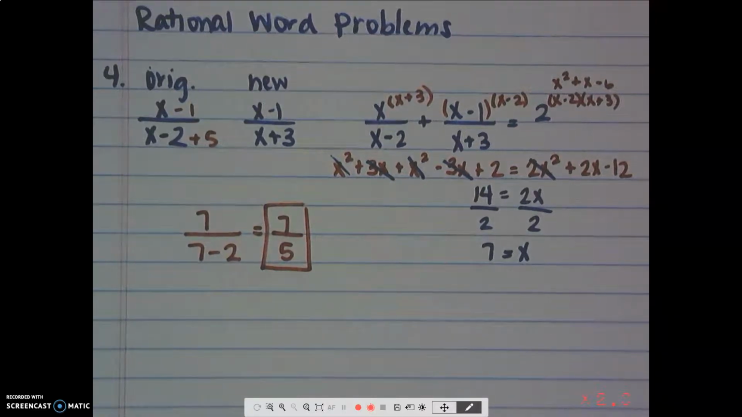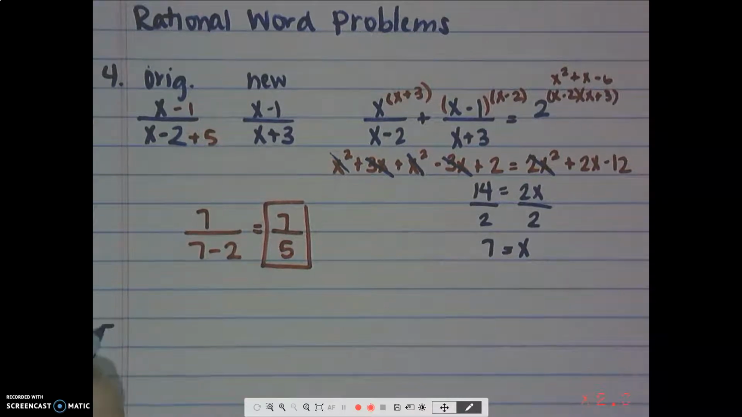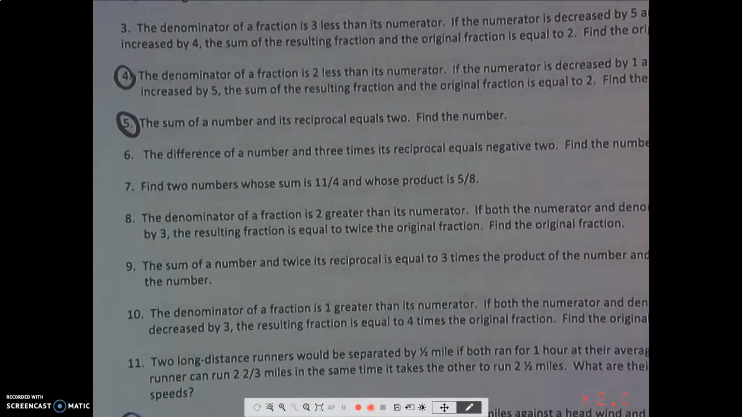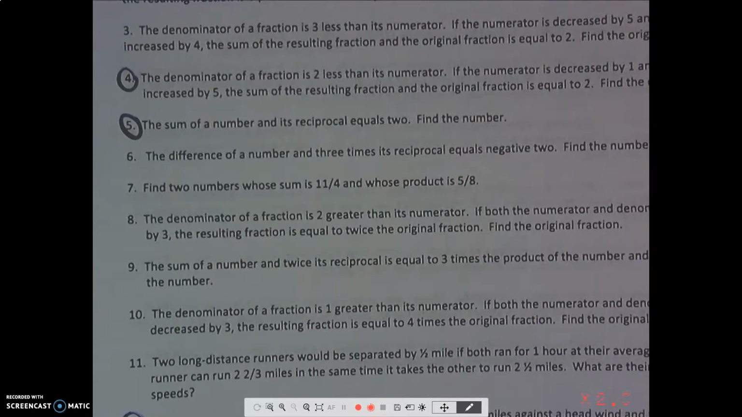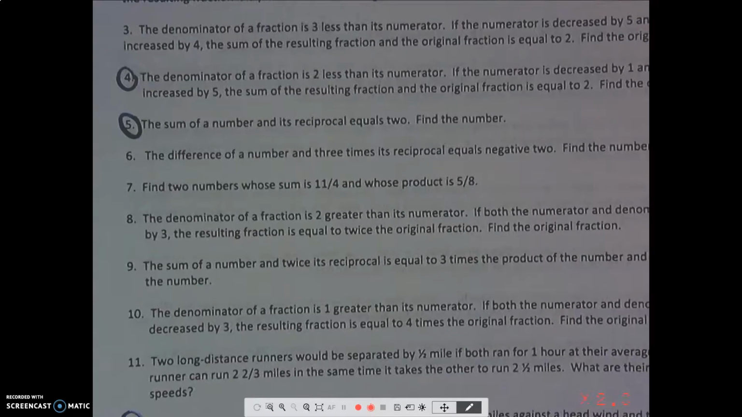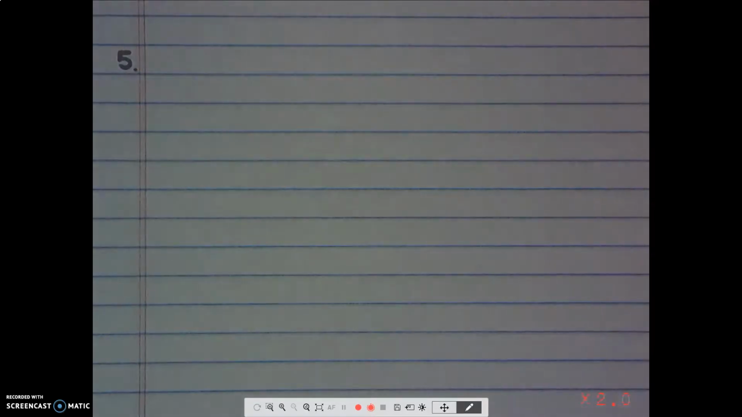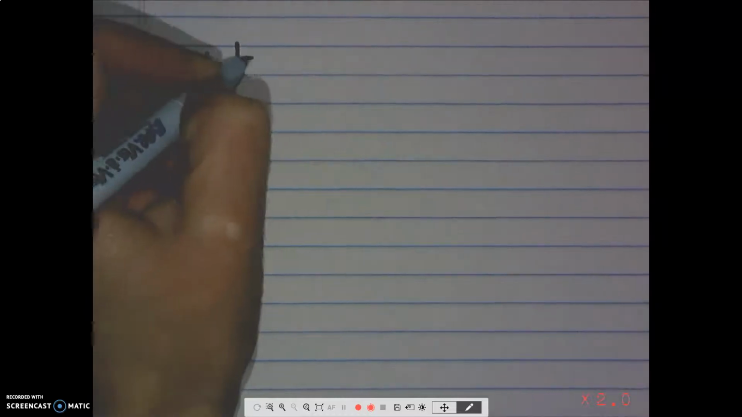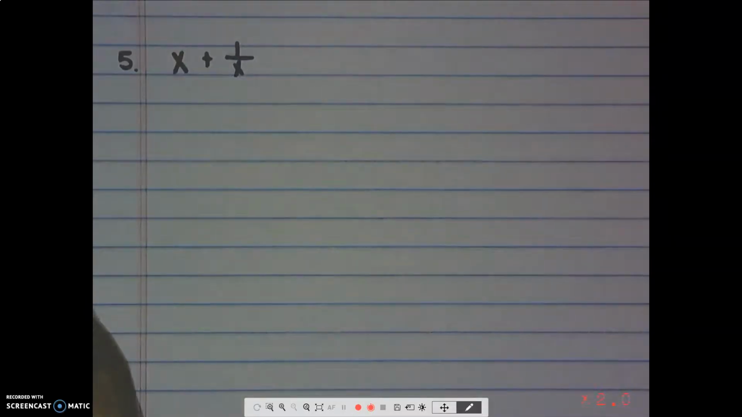Okay? The next type of question we're going to see is something like number 5. And number 5 says this: the sum of a number and its reciprocal equals 2, find the number. So we did questions like this actually back when we talked about quadratics, but you can also do them in this section as well. So a number, which we don't know what it is, the sum of that and its reciprocal, remember reciprocal just means we flip the fraction, equals 2.